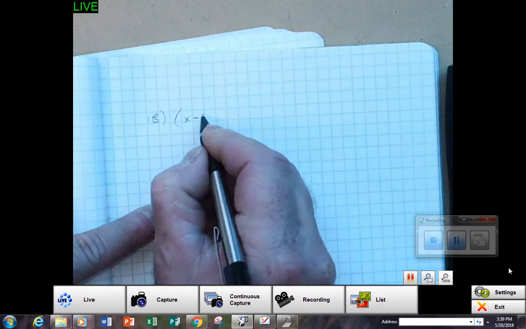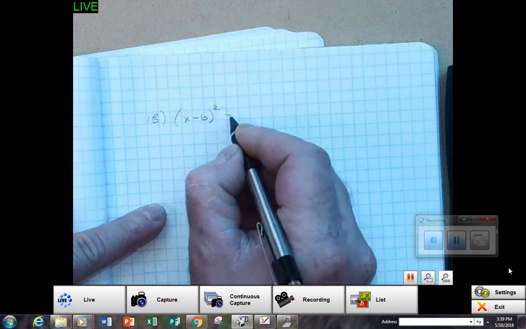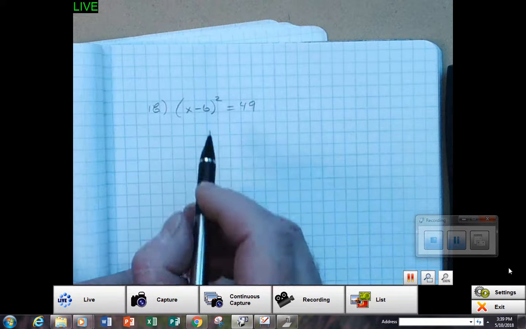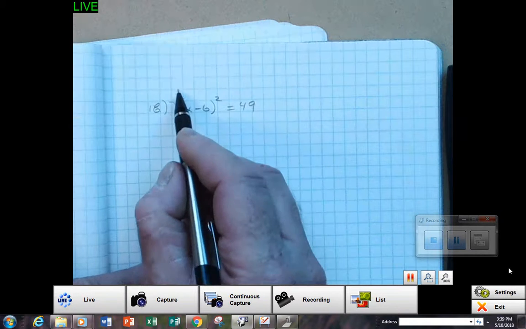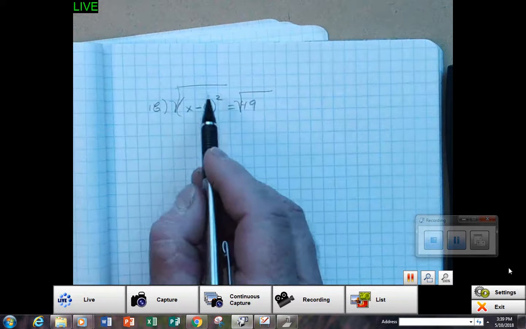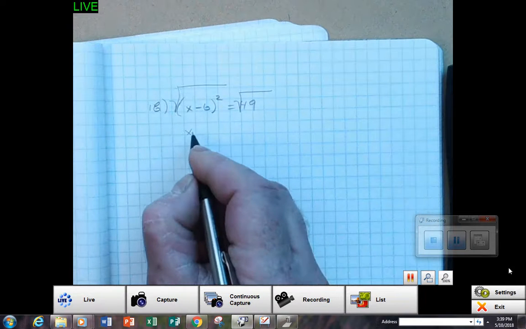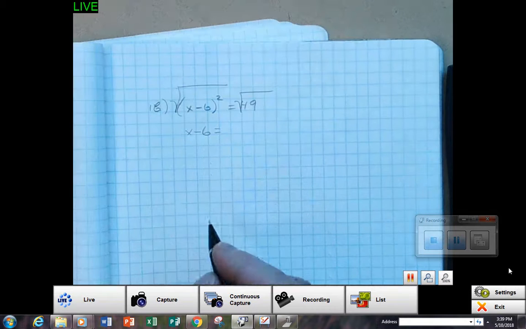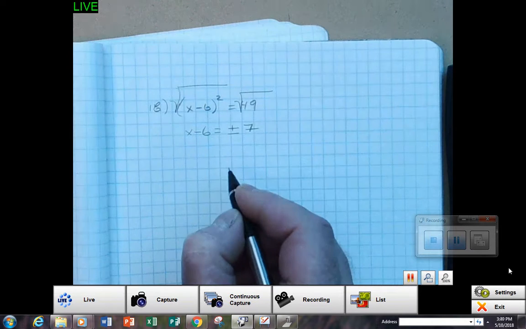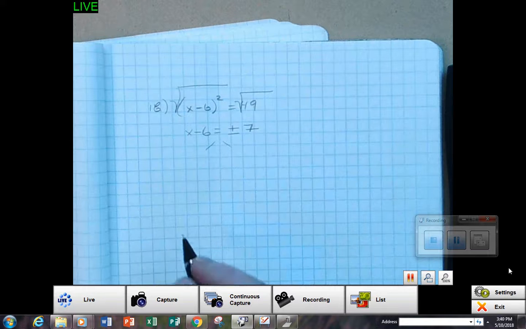I have (x − 6)² = 49. So I'm going to solve this one a little bit differently. I'm going to solve for x by square rooting both sides. These will cancel out and leave you just x − 6. And then the square root of 49, you need to write that as plus or minus 7. So that will break up into your two answers.